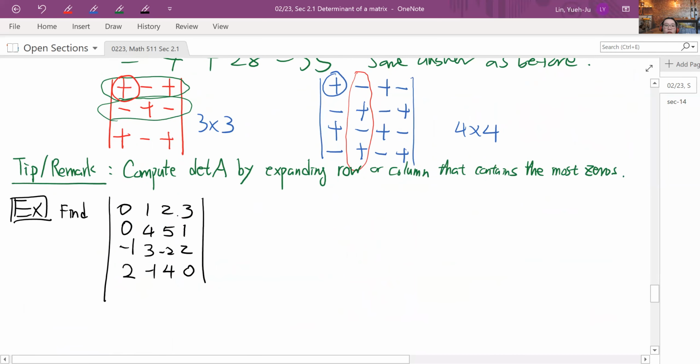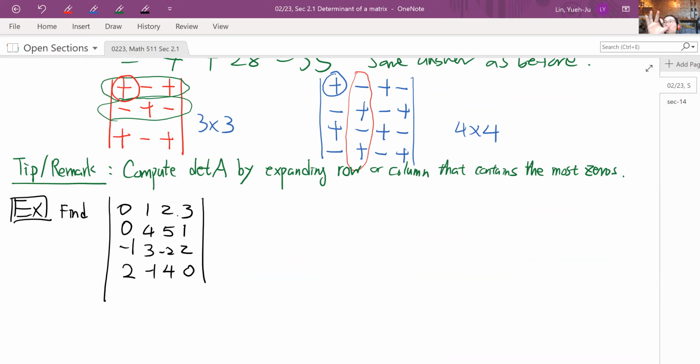So for finding the determinant of A, you now see how we expand along different rows or columns. There's a choice you can make: which row or which column. The moral is always to expand along the row or column that contains the most zeros, because you're going to take out those factors.